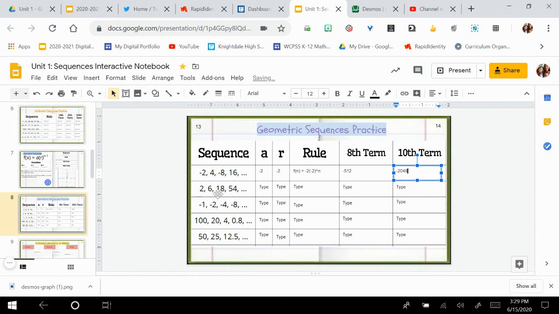All right, so you're going to do the same things for these. Remember, if it's going down, that's okay. That just means your ratio will be a fraction or a decimal, whichever one you choose to use.